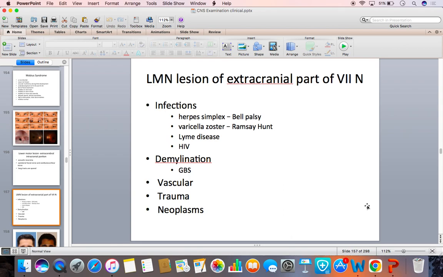So, infections like herpes simplex result in Bell's palsy, varicella zoster results in Ramsay-Hunt syndrome, and then there is Lyme disease, and HIV can affect the facial nerve in its extracranial course. Demyelination associated with GBS, there could be vascular lesions, trauma, neoplasms, etc.